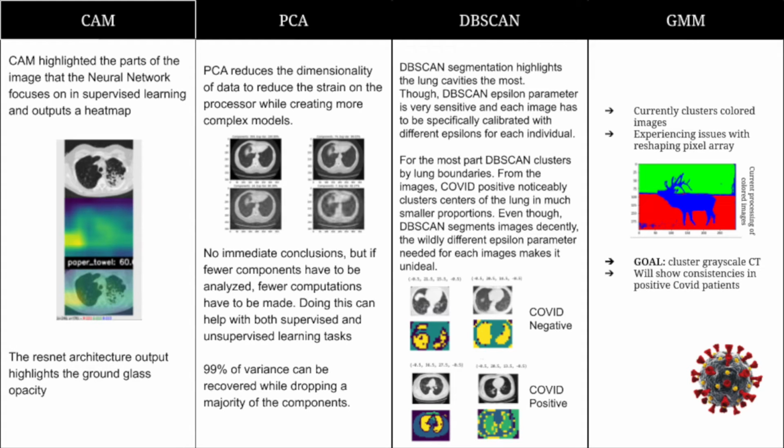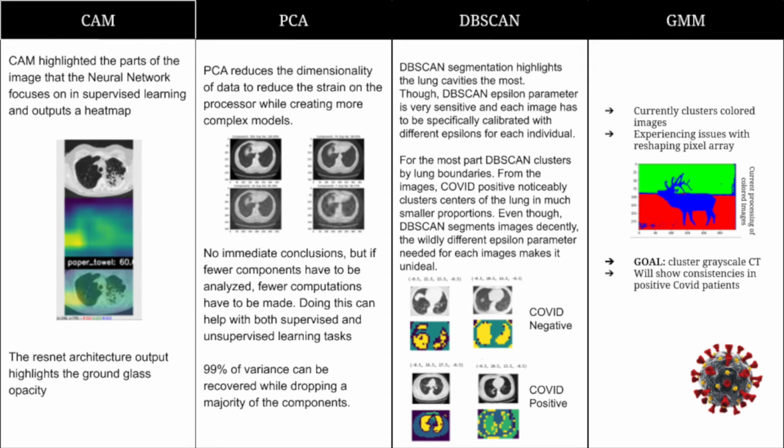For DBSCAN, we were hoping to be able to segment the different sections of the lungs for easier identification of COVID. We encountered some issues, such as DBSCAN crashing my computer if I didn't scale the images down. In addition, the epsilon parameter is extremely sensitive and has to be recalibrated for each individual image in order for clustering to occur. For the most part, DBSCAN clusters by lung boundaries and non-lung boundaries, but it's probably not the best way for reducing noise and segmenting the portions of the images, just because the epsilon parameter is too sensitive and it's drastically different from image to image.